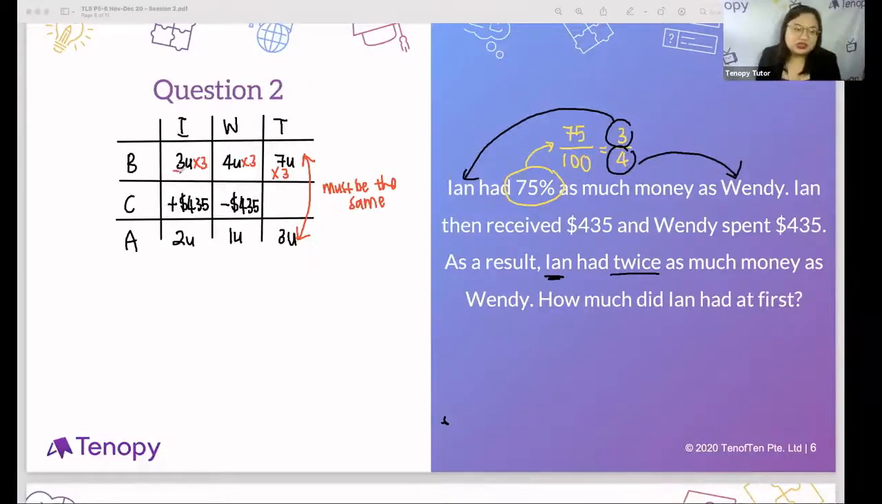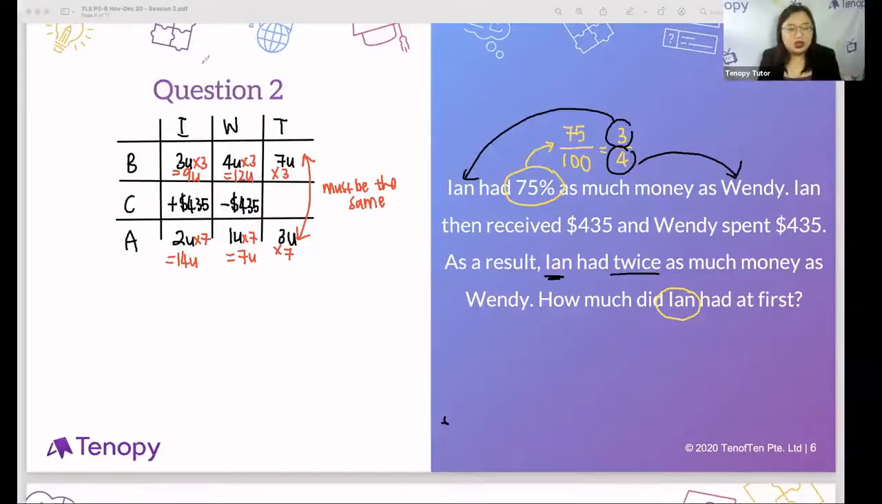Okay, so this is 9 units. This is 12 units. And to make 3 become 21, you multiply by 7. So everything multiplied by 7. You get 14 units. You get 7 units. Now let's observe the difference between them. So Ian, okay, the question asks, how much did Ian have at first? So the key person they are comparing is Ian. So let's look at Ian at first. Ian used to be 9 units. After he received some money, he got a total of 14 units.